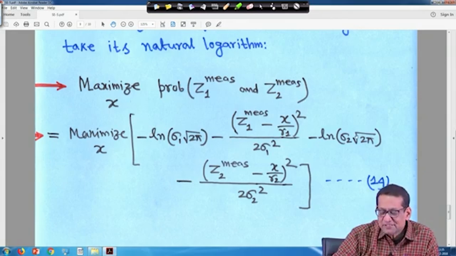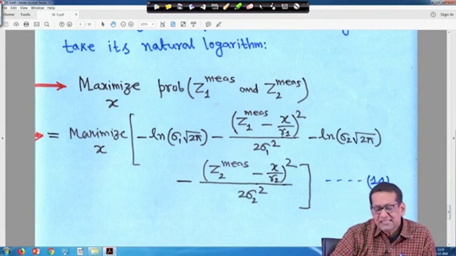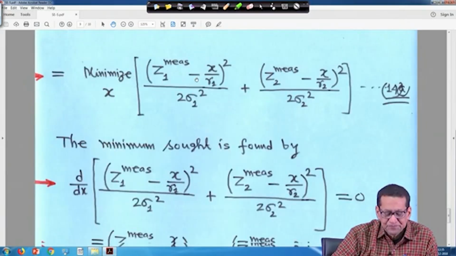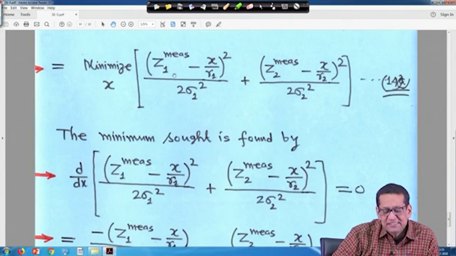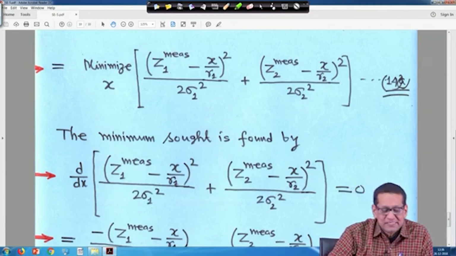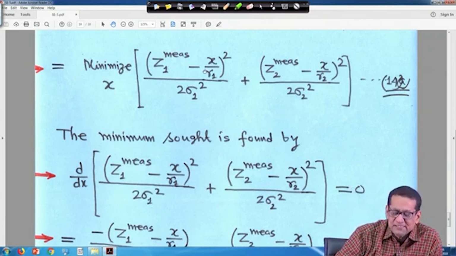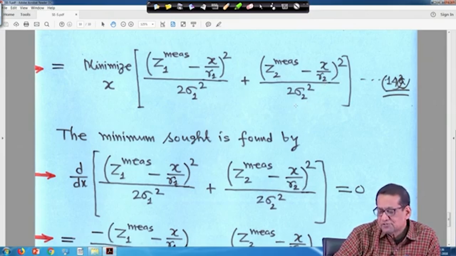So, this term and this term are constant and same as before. We want to maximize x. So, there is a minus sign before this term and a minus sign before this term, so these will be added, and we will minimize this term such that we get the estimated value of x. Therefore, the minimum is found. That means, as I told you before also for the single ammeter case, you minimize this function for which you will get the estimated value of x. So, z1 measure minus x upon r1 whole square upon 2 sigma 1 square plus z2 measure minus x upon r2 whole square upon 2 sigma 2 square.